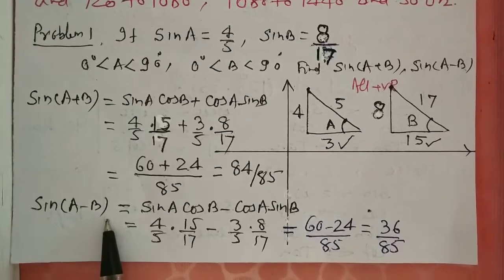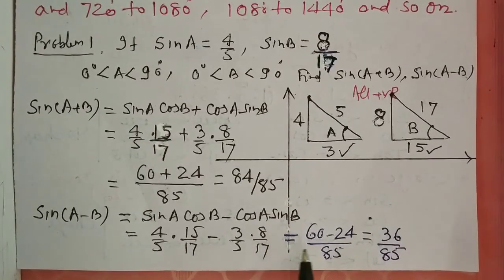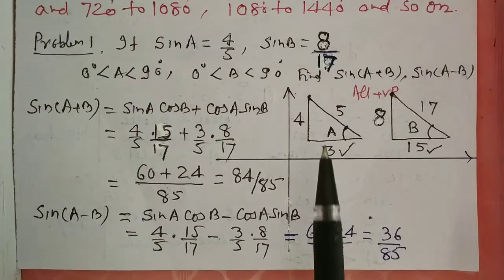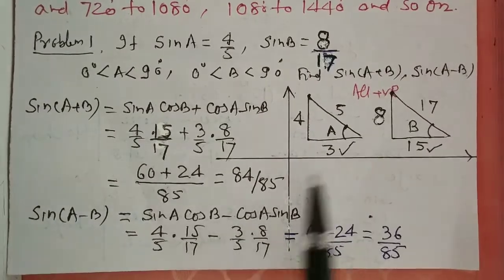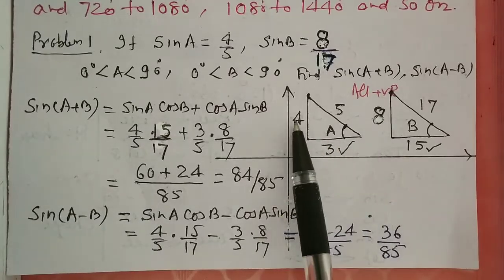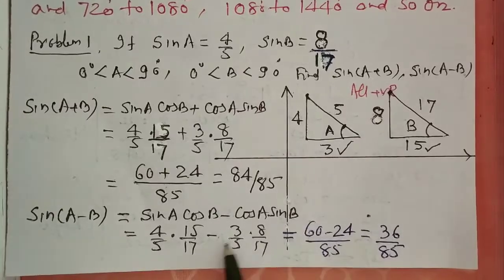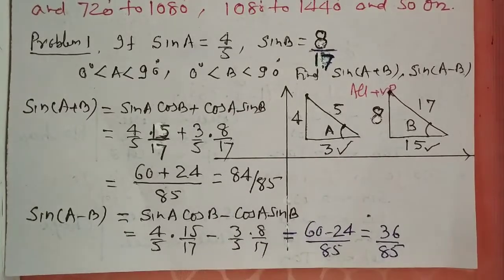Similarly, sine A minus B, write the formula: sine A into cos B minus cos A into sine B. So this is sine A 4 by 5, cos B 15 by 17, minus cos A 3 by 5 into sine B 8 by 17. On simplification we get 36 by 85.